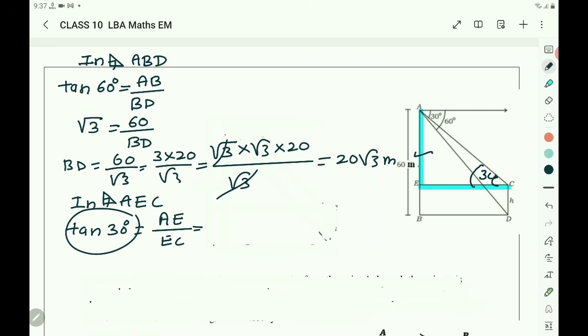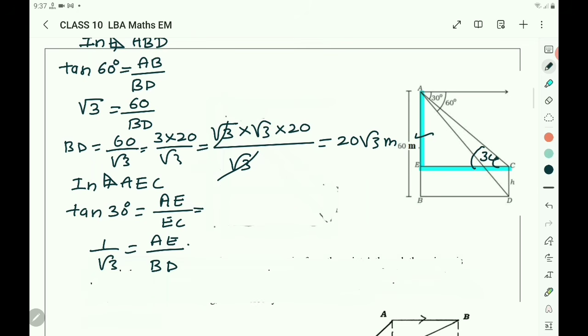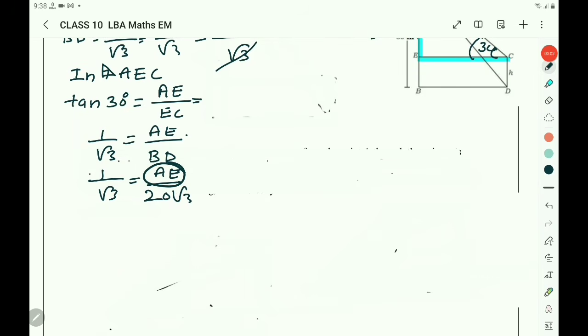Here tan 30 is 1 by root 3. AE is to be found out. EC is equal to what? EC is equal to BD. So 1 by root 3 equals AE by BD, which is 20 root 3. AE is to be found out.